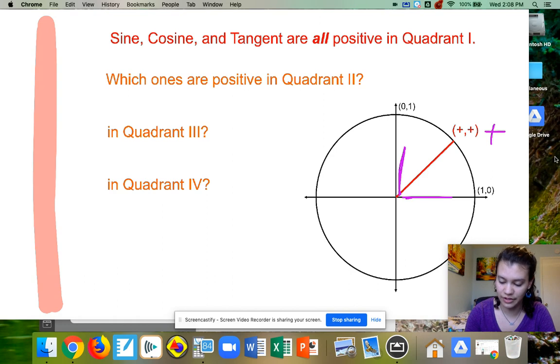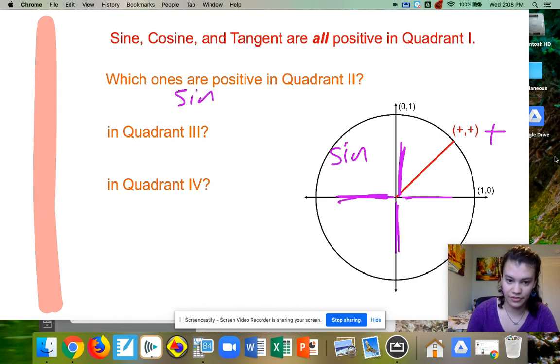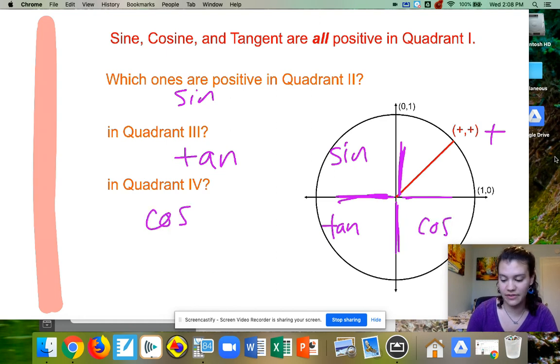So over here, we have negative x and positive y. So sine is going to be positive in your second quadrant because it's positive y, and the other two are going to be negative. Here we have negative x, negative y for your third quadrant. So tangent is going to be the only positive one. So negative y divided by negative x makes a positive number. Quadrant 4, positive x, negative y. So here cosine is going to be positive because it corresponds to the x values.